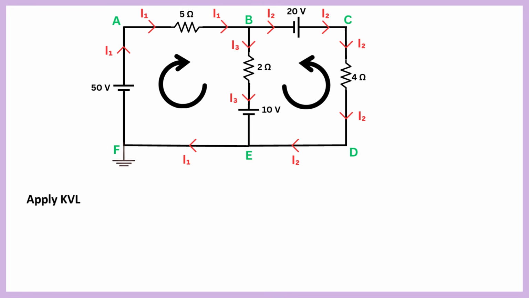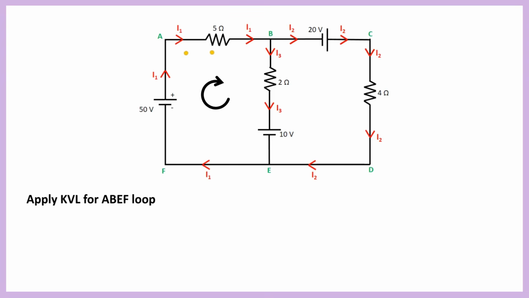Let's apply KVL for the ABEF loop. We start at point A and move along the loop in the clockwise direction. The first element we encounter is the 5 ohm resistor. The current I1 flows from A to B, which is in the same direction as our loop. Therefore, this is a voltage drop, and we write it as minus I1 times 5 ohms.